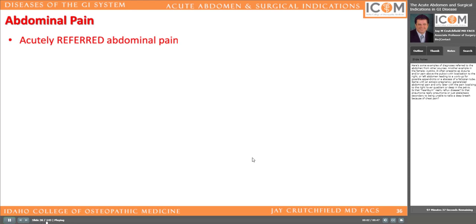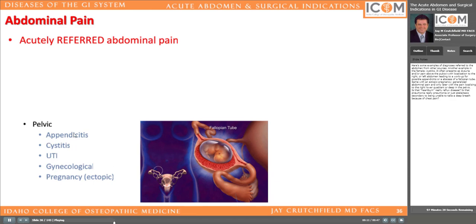Here's some examples of diagnoses referred to the abdomen from other sources. Another example in the female, cystitis, inflammation within the bladder from frequent urinary tract infections. It often presents with dysuria and or pain above the pubis, with localization to the right or left abdomen, leading to a workup for possible appendicitis or an abscess of a fallopian tube. Same with an ectopic pregnancy, generalized abdominal pain, and only later with the pain localizing to the right lower quadrant or deep in the pelvis.